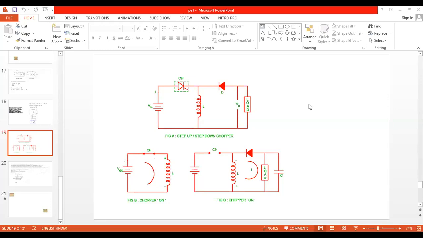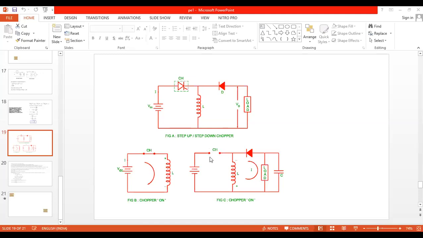Now let us come back to case 2. Case 2, with the help of forced commutation circuit, when the chopper is turned off. So case 2 starts: what happens when the chopper is turned off? Now you can ask one question: sir, why do I have to turn off the chopper?